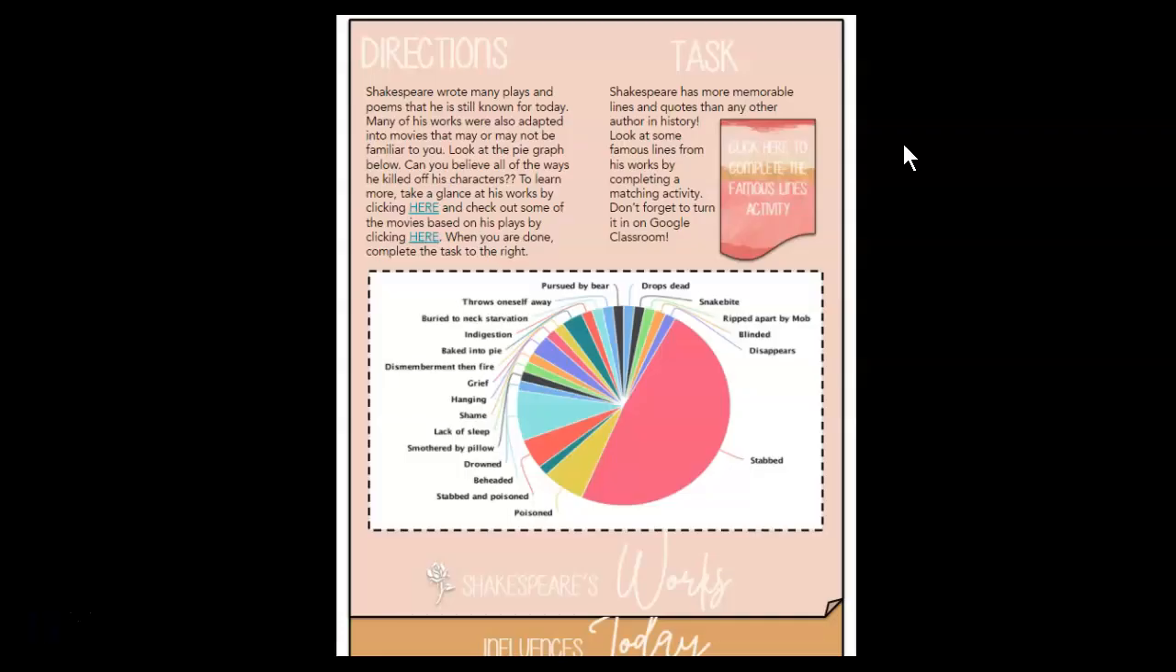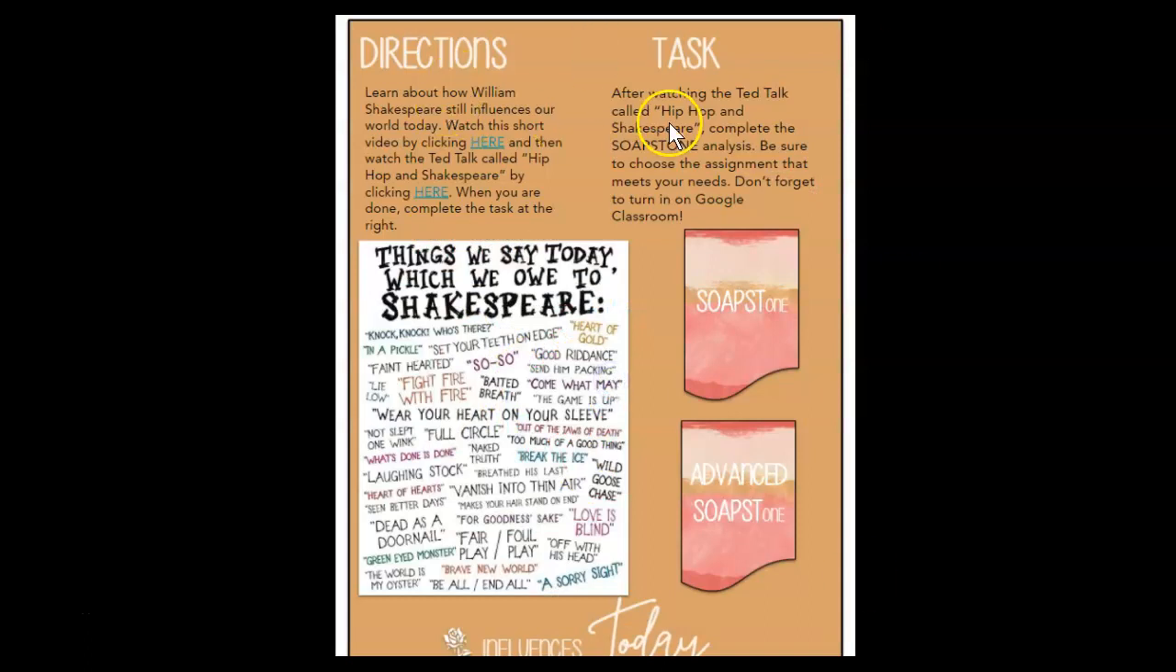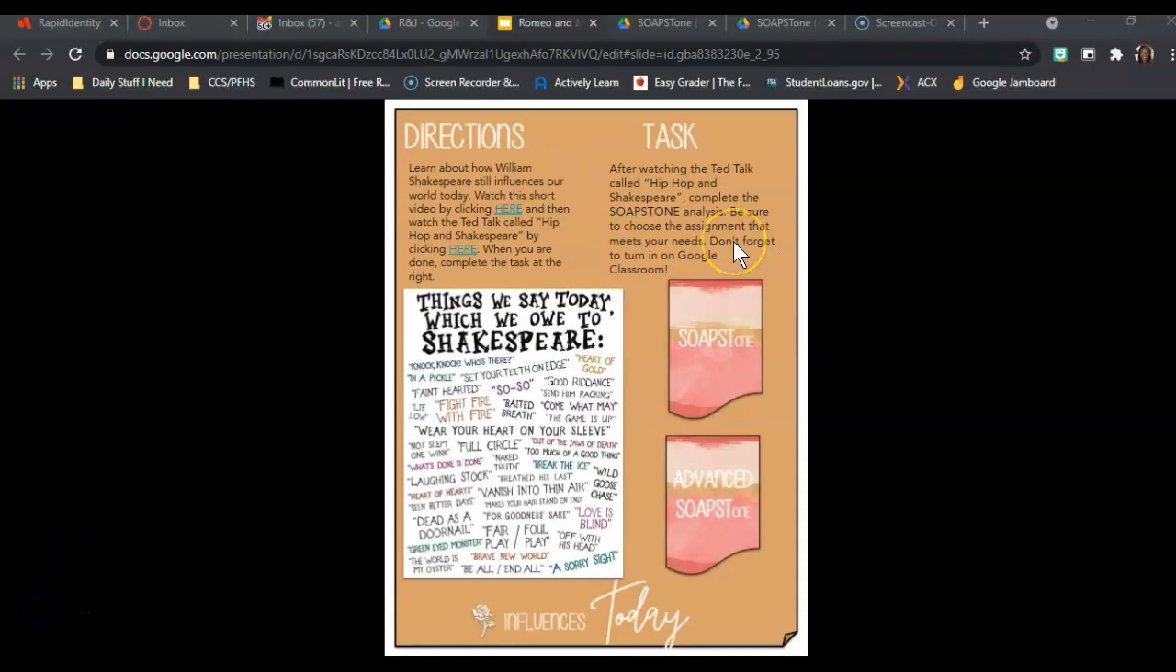Once you finish doing all of the matching, you're going to come back to your original flip book, and you're going to click on the graph. When you click on the graph, it takes you to this page that tells you about your next task. All right, so your next task focuses on how Shakespeare is still relevant to what we do today. You're going to watch 2 quick videos.